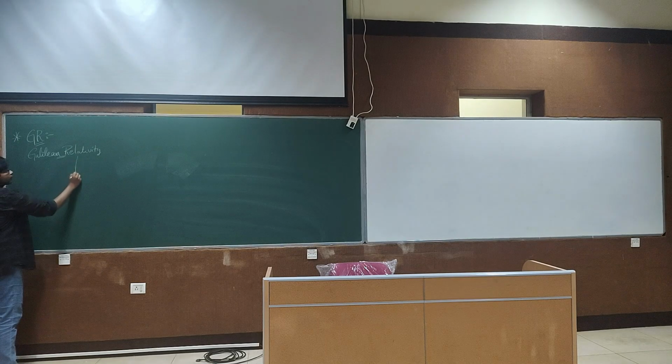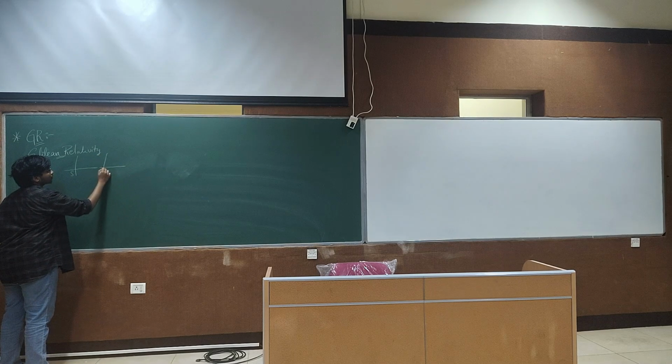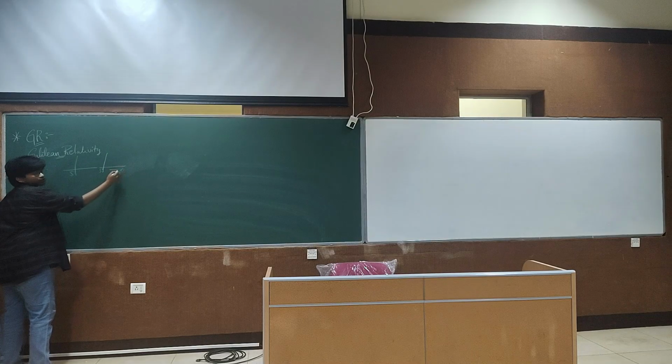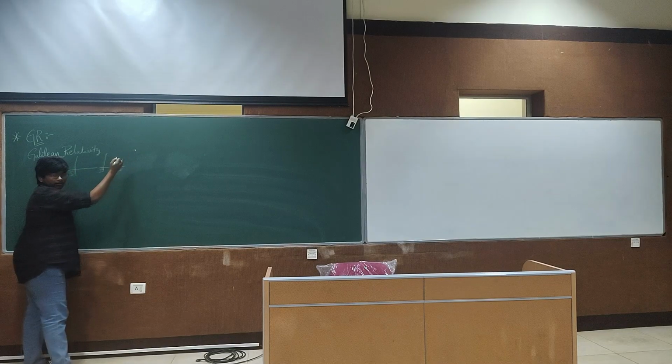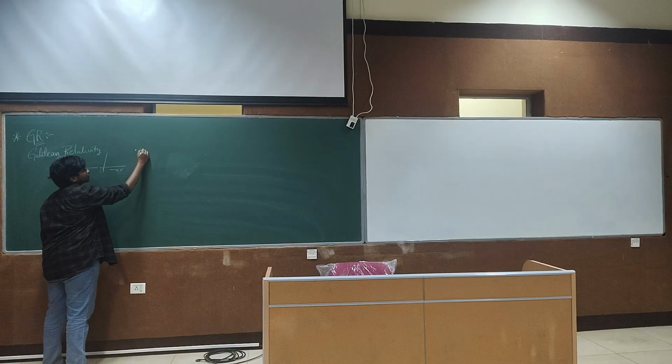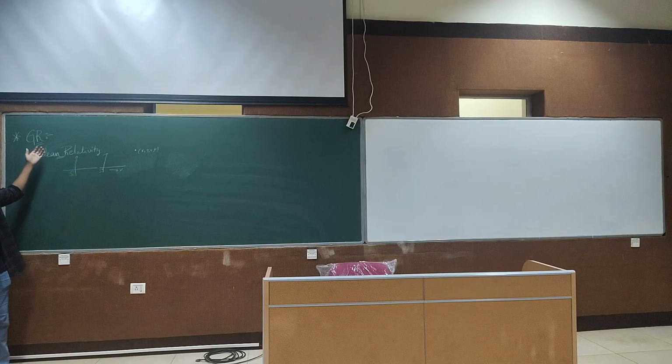Like, if you are a frame S and a frame S prime is moving at a speed v with respect to you, and there is a point, say x, y, z, t. So basically, these are the coordinates. You know what is a frame, right? At least in the Galilean sense.